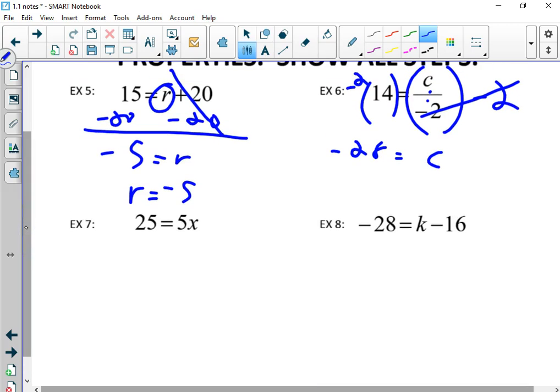Alright, what do we have? The x being multiplied by 5. The way to undo multiplication is to divide. Whatever we do to one side, we do to the other because every equation is a balance. What we do to one side, we must do to the other. 5's cancel. 5 equals x, also known as x equals 5.